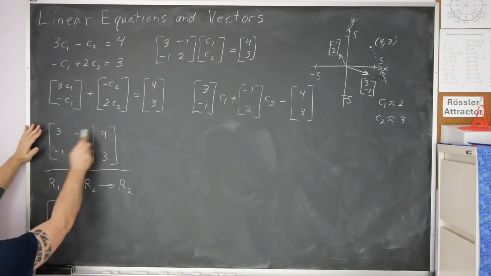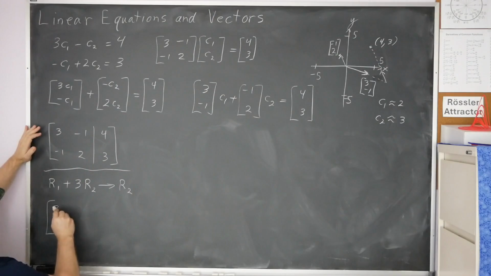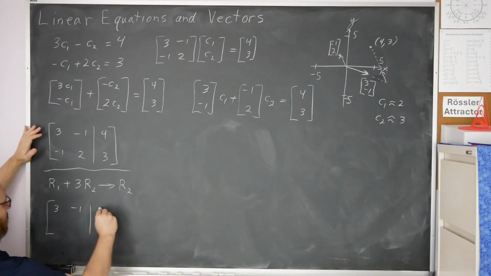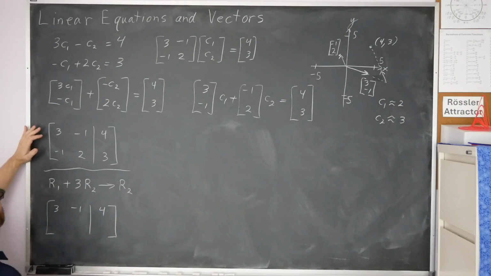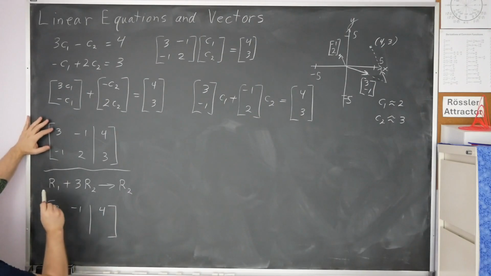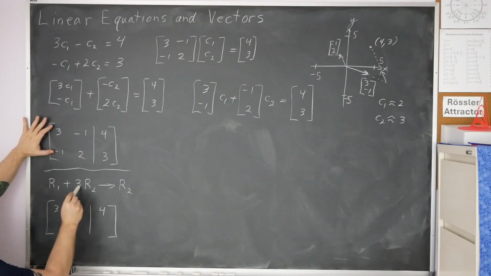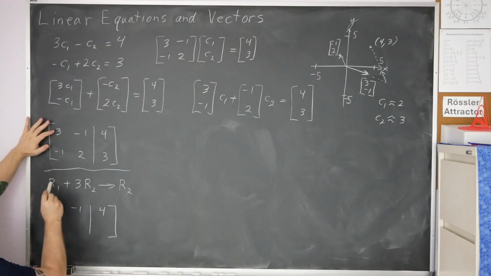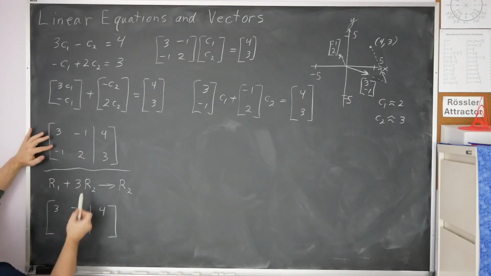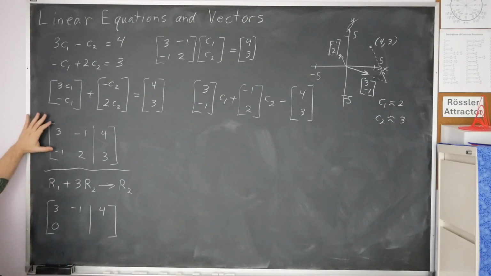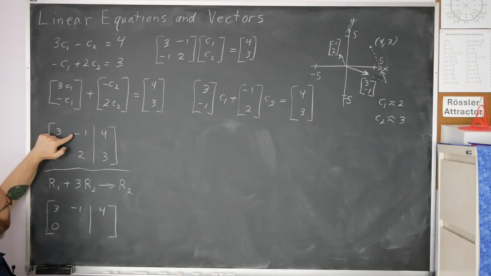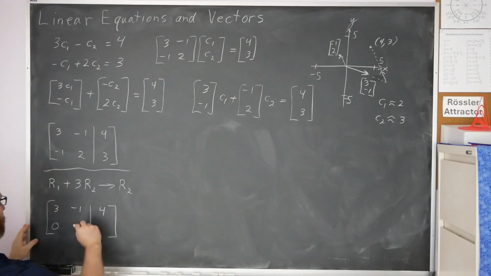The top row I'm not changing, I'm only changing R2, so I'll still have 3, negative 1, 4. The bottom row I am changing, so I take 3 plus 3 times negative 1, so I get 3 plus negative 3. I get 0. Then here I get negative 1 plus 3 times 2, so negative 1 plus 6 is positive 5.